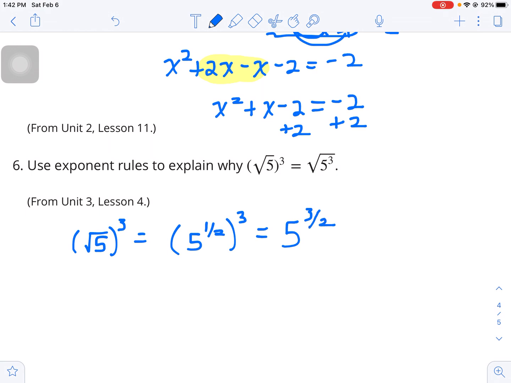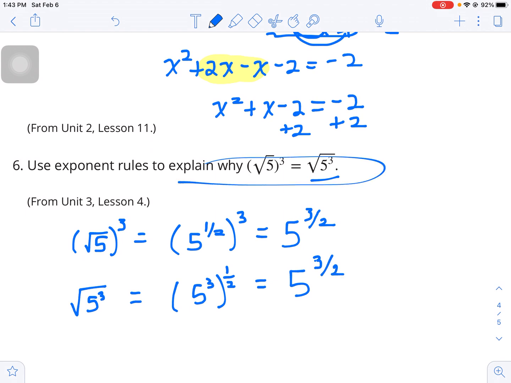And then I can take the other side of this equal sign and show that I will get the same thing. So I'm going to start with the square root of 5 cubed. And I can write that as 5 cubed to the 1/2 power, which I can write then as 5 to the 3/2. So because I get the same result, I've shown that these two have to be equal to one another.